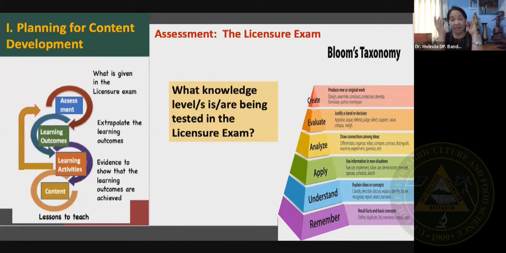So, titingnan natin, nasa anong level usually ang mga questions sa licensure exam. Okay? So i-recall natin 'yan para we will be guided on what learning outcomes, again the knowledge level in terms of learning outcomes, which will now be the basis of the content and our review strategies.